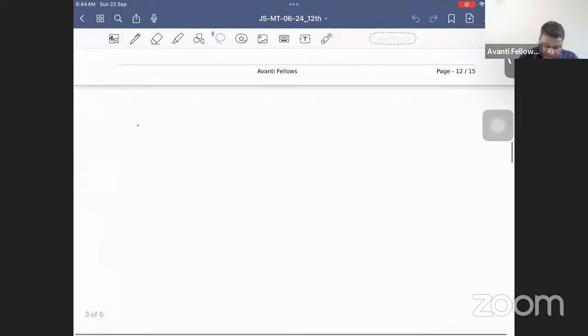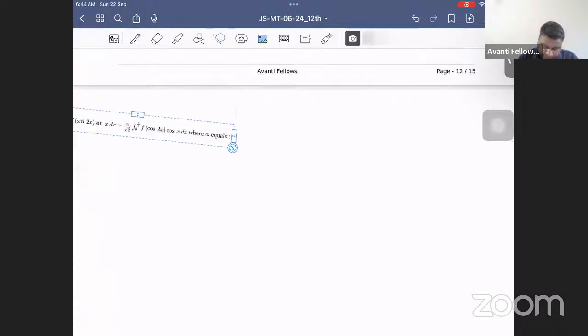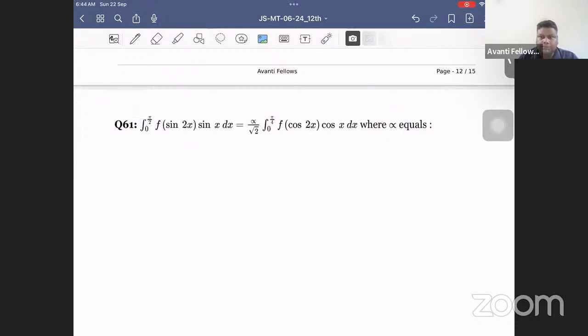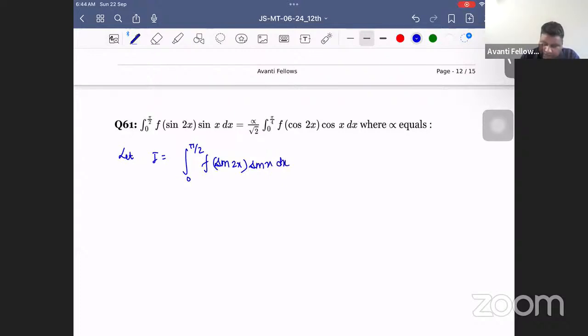See, the question is this. Integration 0 to pi by 2 f of sine 2x sine x dx is equal to some expression in terms of cosine. They have converted. So let I be integration 0 to pi by 2 f of sine 2x sine x dx.